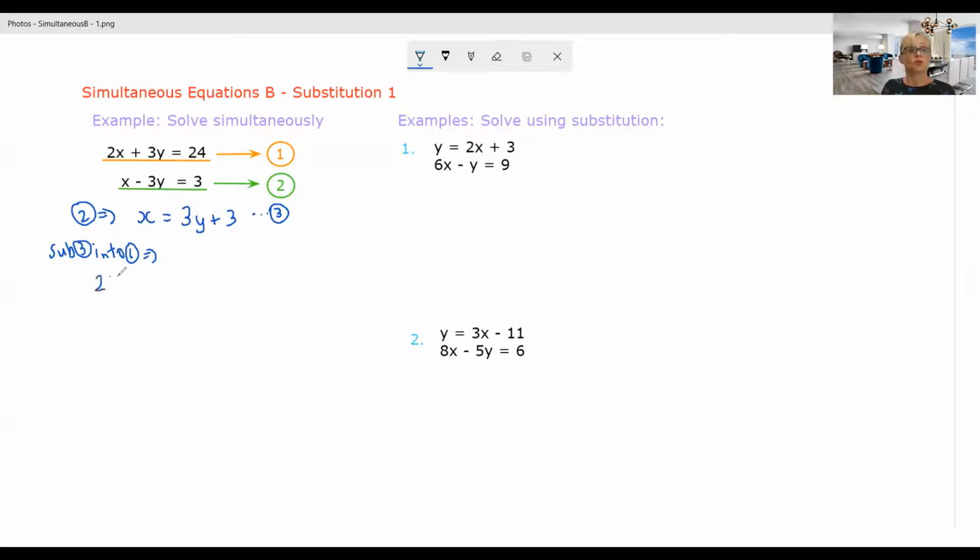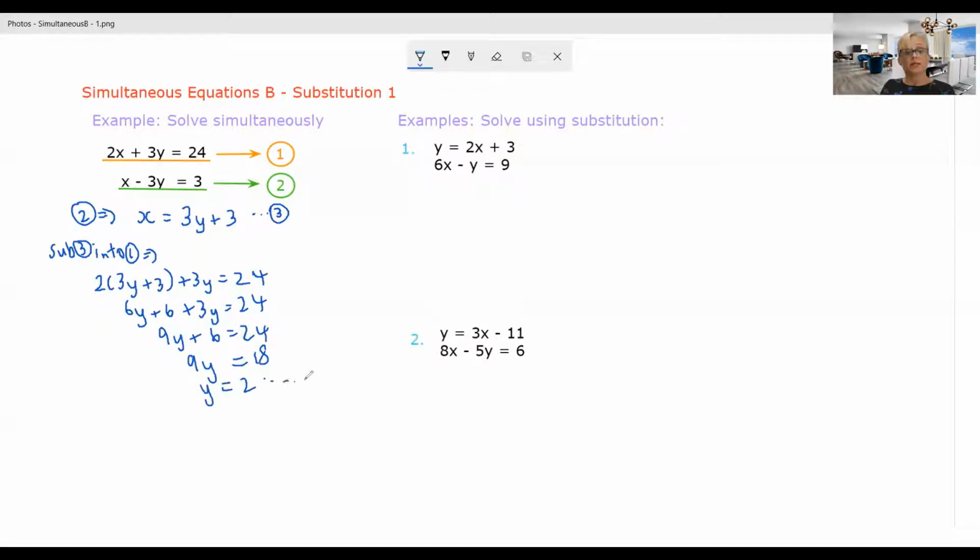So 2 lots of (3y + 3) plus our 3y is 24. We're just going to expand and simplify. So 6y + 6 + 3y is 24. So 9y + 6 is 24. 9y is obviously 18, so y is 2.